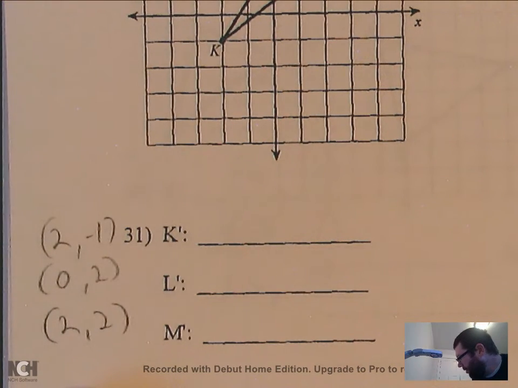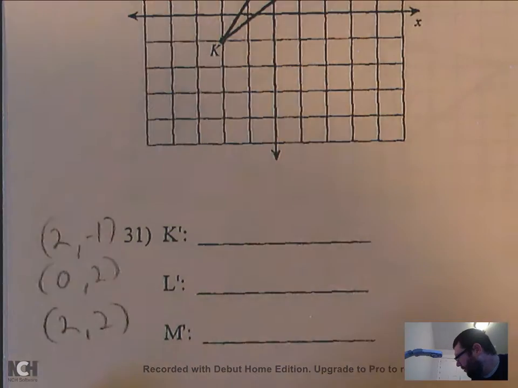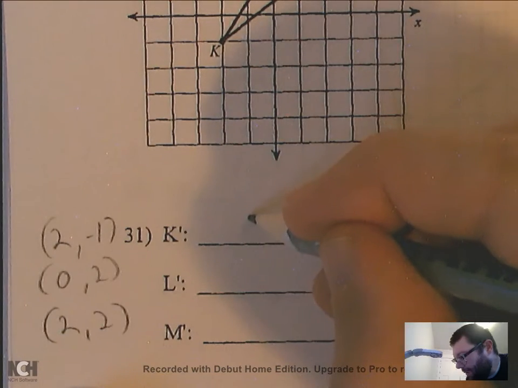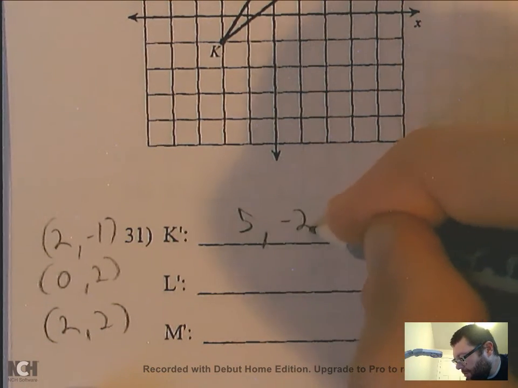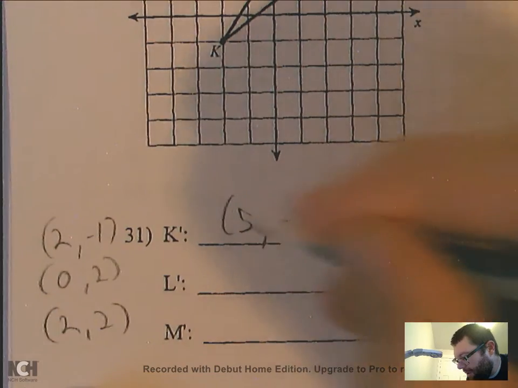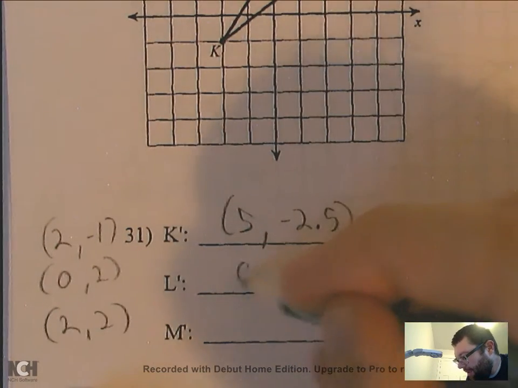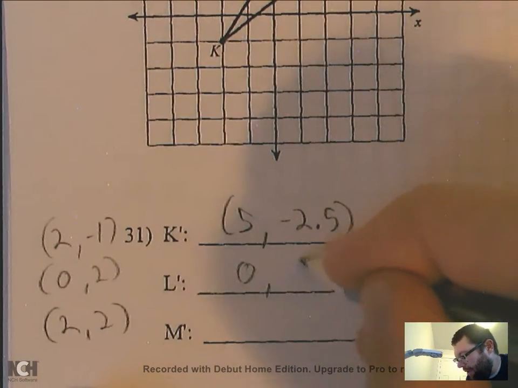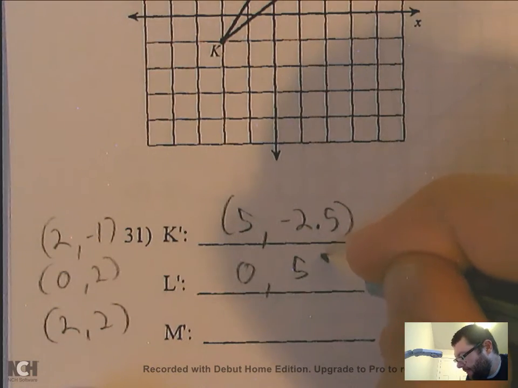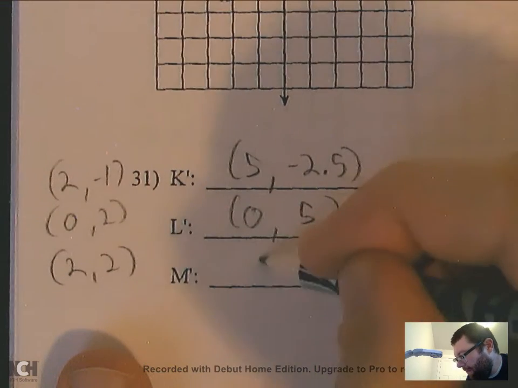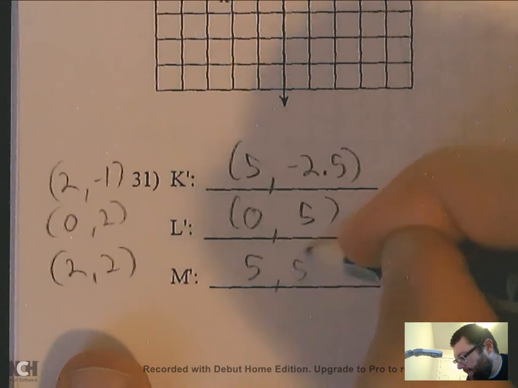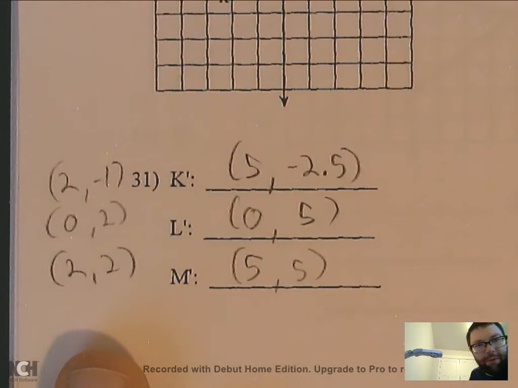So 2 times 2.5 is just 5. All right, so 5 and negative 2.5 would be the new K. And then it would be 0 still and 5. And then it would be 5, 5 for M. And that's our new ordered pairs.